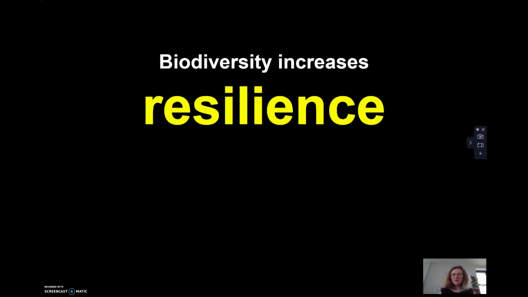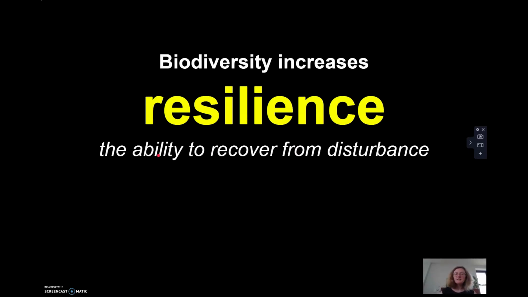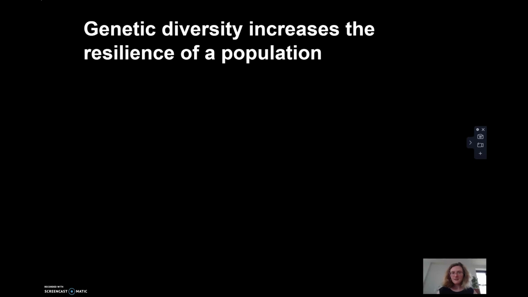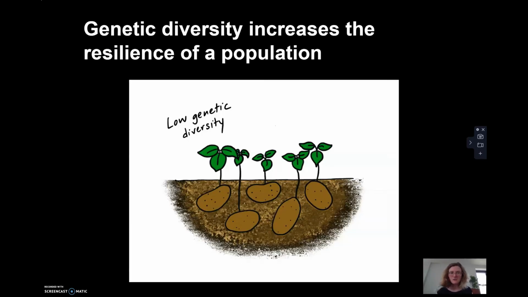Biodiversity matters because biodiversity increases resilience. Resilience is the ability to recover from a disturbance. So I'll give you 2 examples of how this happens. First, genetic diversity is going to increase the resilience of a population. Let's imagine a population of potatoes with low genetic diversity. The potatoes are all really similar to one another at a genetic level. And then let's say a fungus disease comes into this ecosystem, and it just so happens that all of these potatoes that are very genetically similar to one another are susceptible to the disease. That means the entire population could be wiped out.